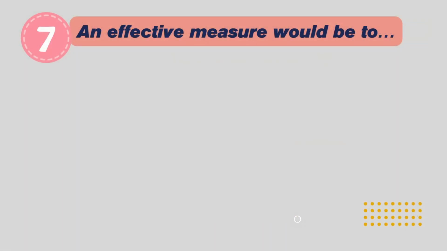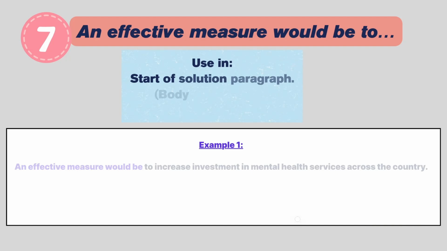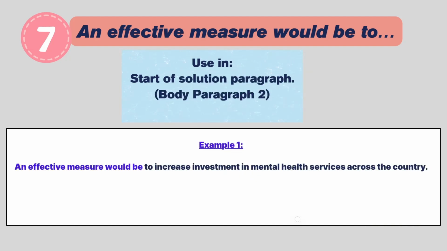Phrase 7. An effective measure would be to, now we're talking about at the start of the solution paragraph. So when you have come to the point where you are now going to start talking about the solutions in paragraph 3, because in the first one we have the introduction, the second is the problem, and this is the third body paragraph where you're talking about the solutions. An example is, an effective measure would be to increase investment in mental health services across the country.